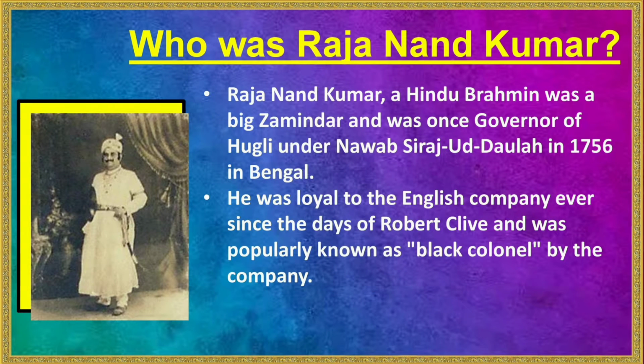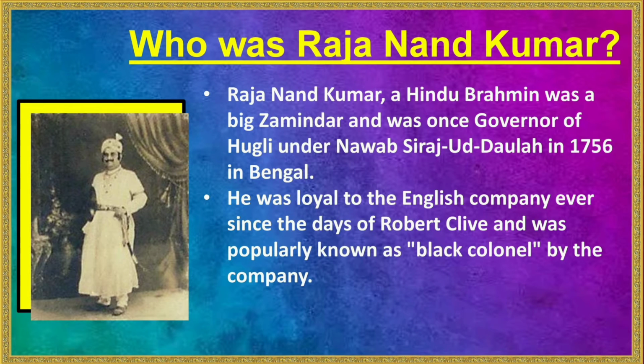Who was Raja Nandkumar? Raja Nandkumar, a Hindu Brahmin, was a big zamindar and was once governor of Hooghly under Nawab Siraj-ud-Daulah in 1756 in Bengal. He was loyal to the English company ever since the days of Robert Clive and was popularly known as Black Colonel by the company.